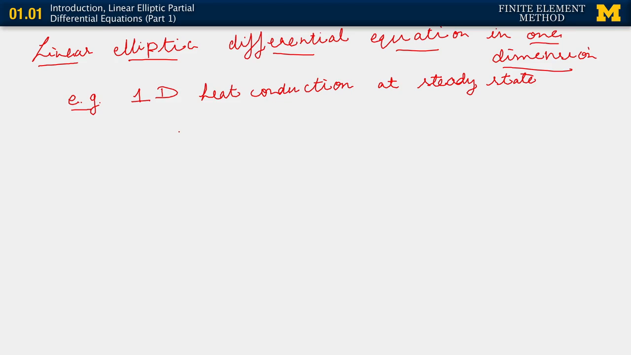So when we talk of the 1D heat conduction equation at steady state, it is actually the same mathematical equation as one-dimensional diffusion at steady state. Okay, so this would be mass diffusion. So we also have one-dimensional mass diffusion at steady state.